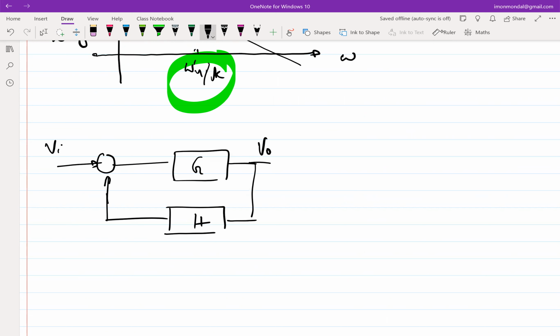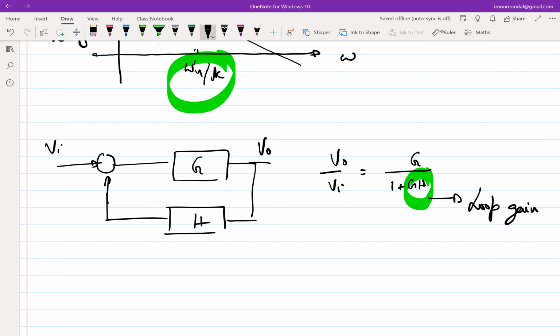Okay, so in this picture, we see that V naught over Vi is G by 1 plus GH. Okay, now what is this term GH? What do we call it? This GH, we'll call it loop gain, right? Yeah, open loop gain, right? So it's essentially loop gain. And how do you figure out what is a loop gain looking into the loop? I mean, how do you know or calculate or estimate?